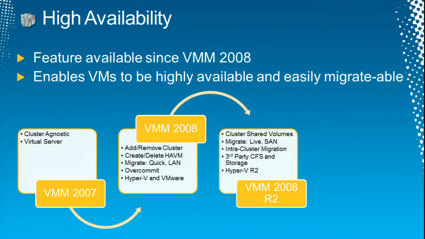So in VMM 2008 R2, we had the support for cluster shared volumes. Now you could put a bunch of VMs on one CSV. You didn't have to create one VM per CSV any longer. We added intra-cluster migration. We added support for third-party CFS and storage. And we added support for Hyper-V R2, which enabled live migration.